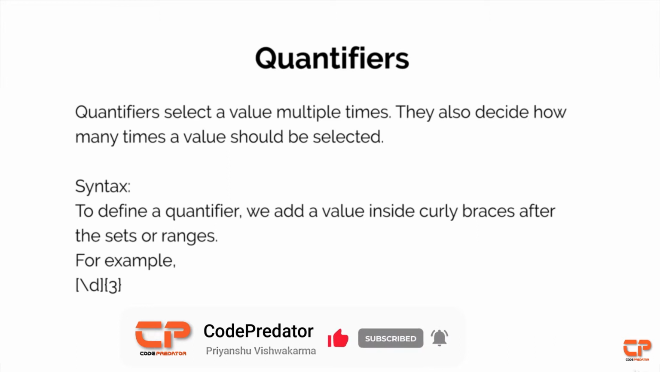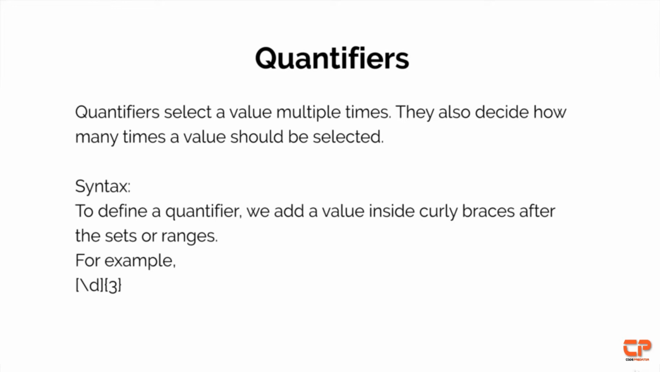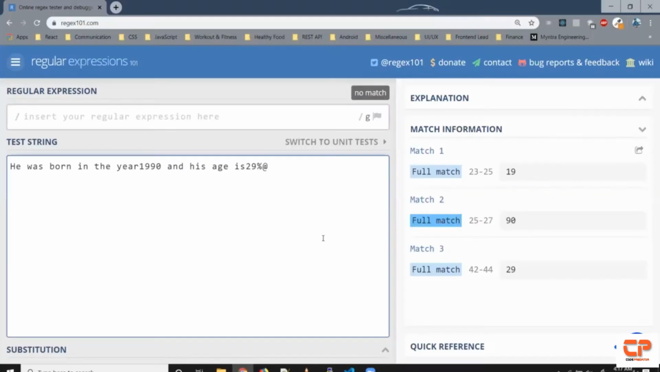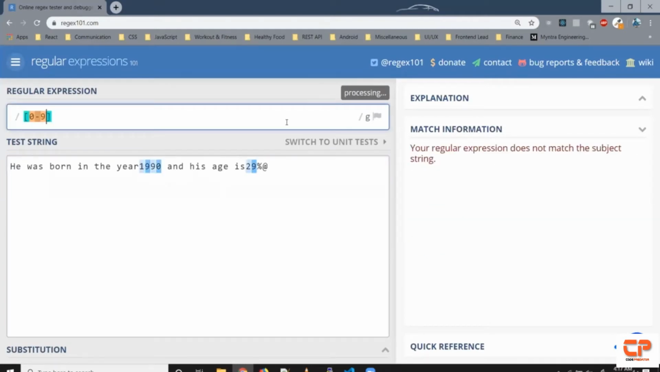For example, square brackets \d followed by curly braces and 3. This will select the characters which contain only numbers and have a length of 3. So let's give it a try. So 0 to 9 or \d followed by curly braces and a value. So as you can see, it's selecting this string with 3 numbers next to each other.